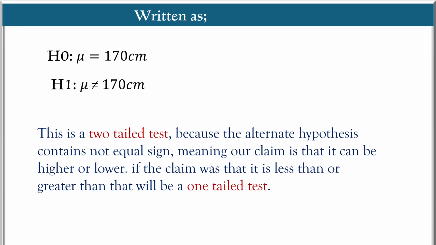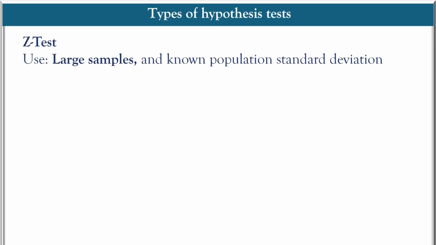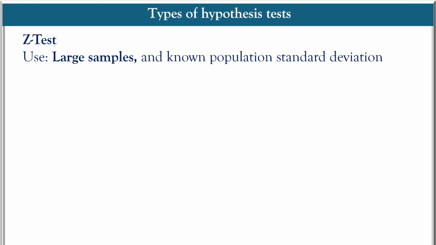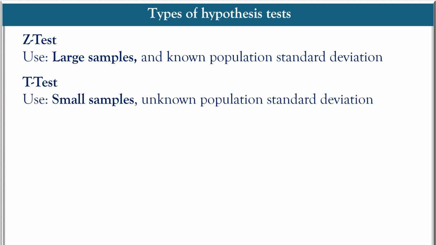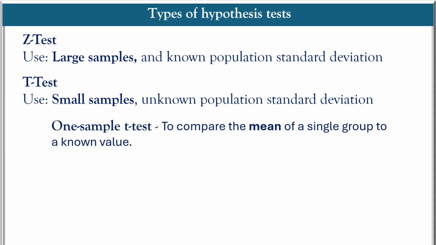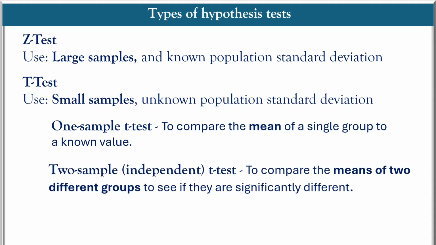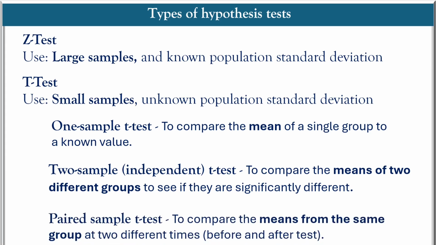Now let's look at the different types of hypothesis tests that we have. We have the Z-test, which is used for large samples and known population standard deviations. Then we also have the T-test, used for small samples and unknown population standard deviation. Under the T-test, you have the one-sample T-test, which is used to compare the mean of a single group to a known value. Then we have the two-sample or independent-sample T-test, which is used to compare the means of two different groups to see if they are significantly different from each other. And we have the paired-sample T-test, used to compare the means from the same group at two different times. It is mostly called the before and after test.